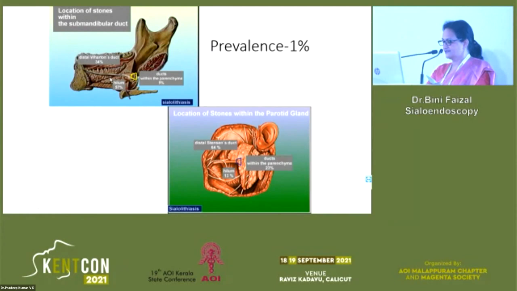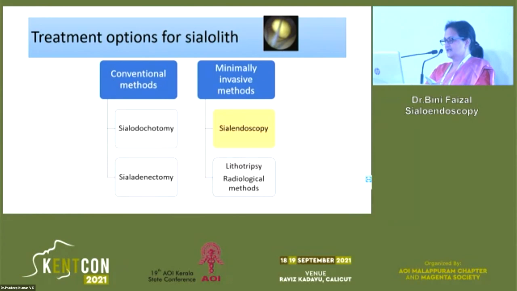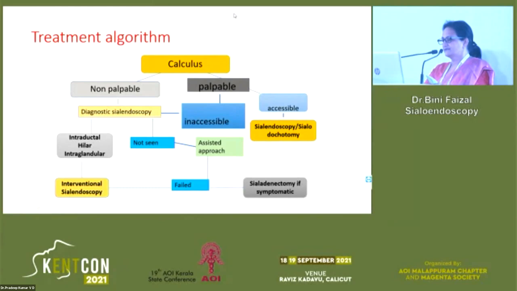So what is the role of sialendoscopy? We know it has brought about a paradigm shift. A rough treatment algorithm, if you have a calculus, is to think this way. Is it palpable or non-palpable? If it is palpable and accessible, sialolithotomy can be done, provided investigation has been done to rule out other calculi. Otherwise, of course, sialendoscopy is there.